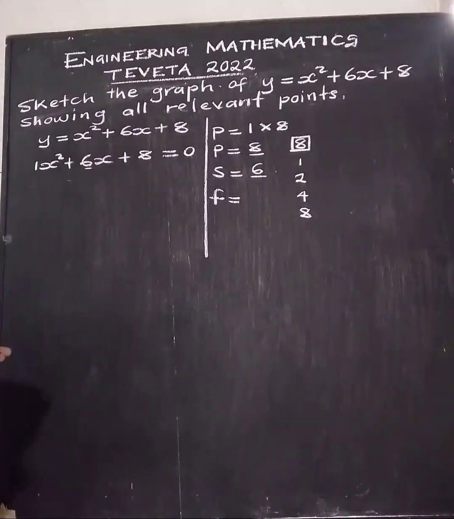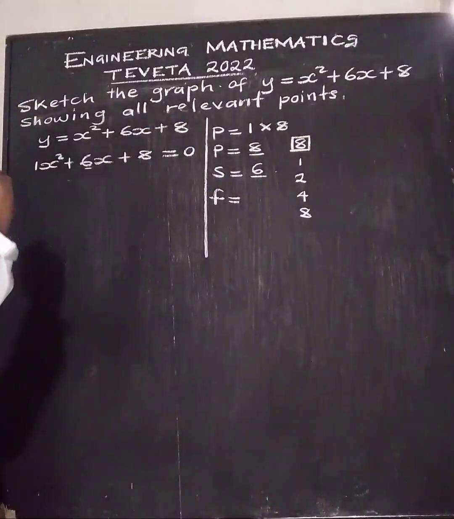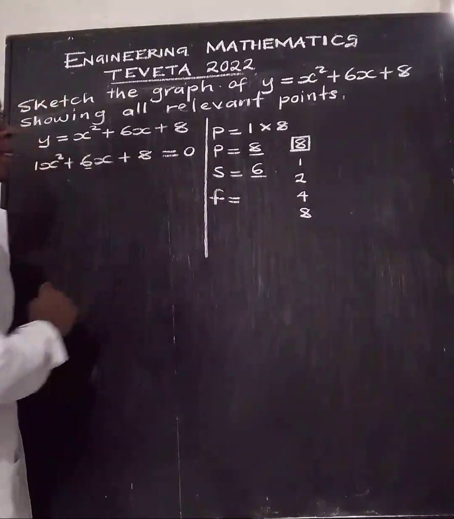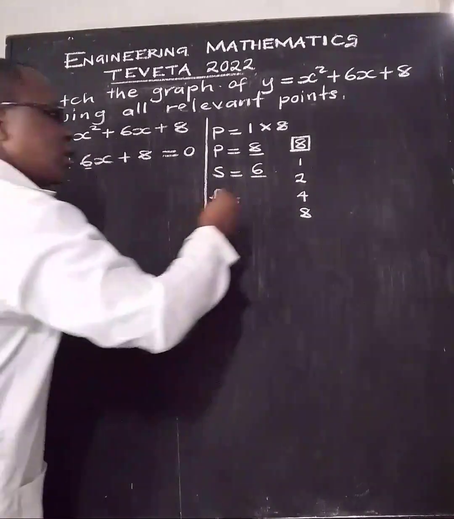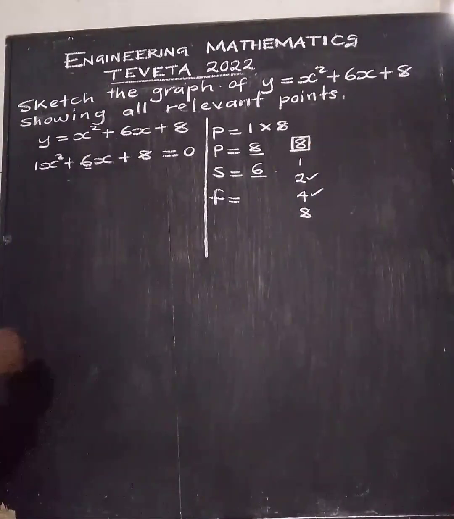Now out of these four factors of 8, which two numbers can we multiply to get positive 8? And those same numbers, which ones can we add to get what? Positive 6. So this is positive 2 and positive what? 4. These are the factors.